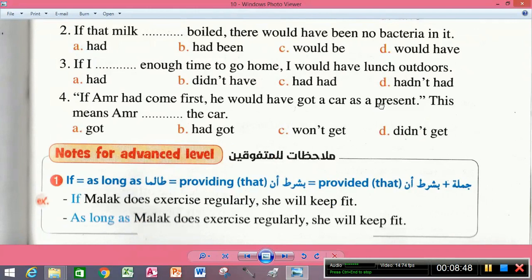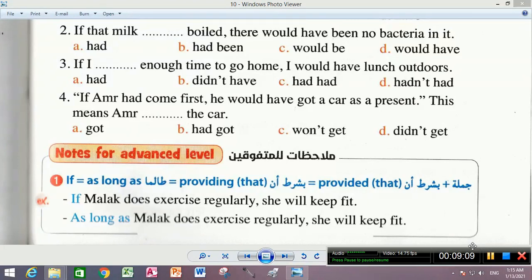It's very important. If equals as long as, providing that, provided that. These are synonyms for if. If Malak does exercise regularly, she will keep fit. So I'm going to change if to as long as. If equals as long as, providing that, provided that. What is the meaning of providing that? Providing that, provided that, the same meaning, the same what, boys? Meaning. So I change if and put either if or as long as.